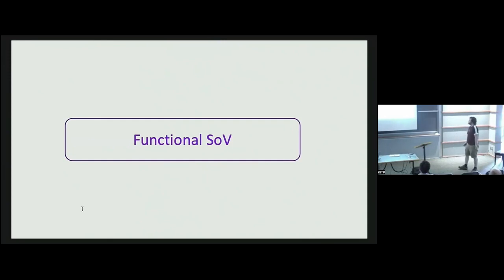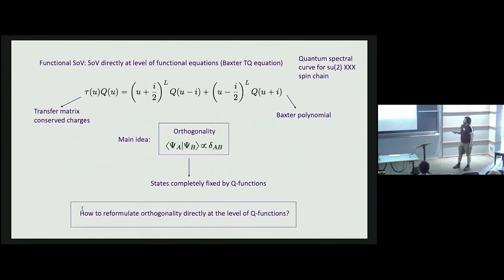So, functional separation of variables. What is this? What functional separation of variables means is we want to try and separate variables of the integrable system directly at the level of the functional equations which govern the spectrum of this model. So for example, in an SU2 spin chain, the spectrum is governed by what's called the Baxter TQ equation. And you can imagine that the Baxter TQ equation is essentially a quantum spectral curve equation for an SU2 Heisenberg spin chain.